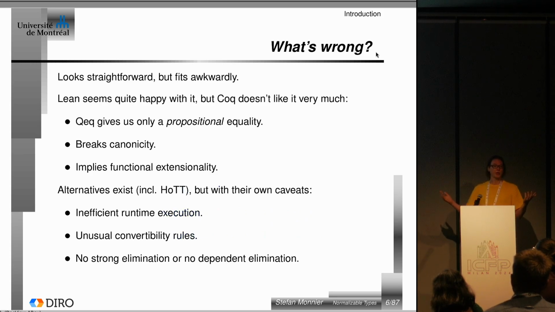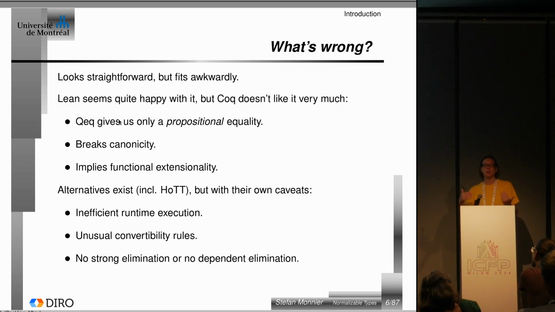So, okay, what's interesting about it? Well, it turns out even though quotient sets and quotient types have existed for a very long time, we still haven't really gotten it right. It's actually kind of difficult to get it right. It doesn't fit very, very well. So Lean is actually pretty happy with what they're using because they have maybe a more pragmatic point of view. But for example, in Coq, it's not used very often.